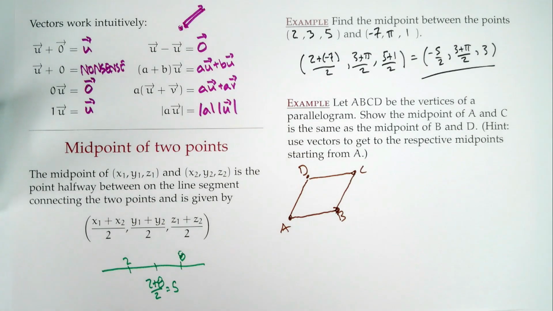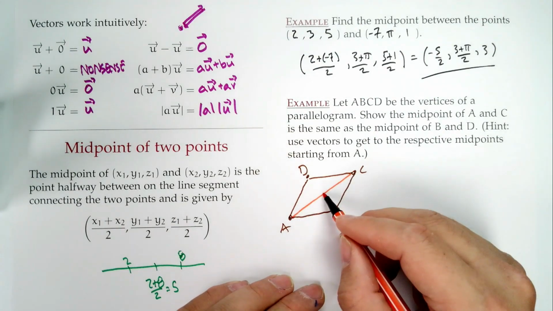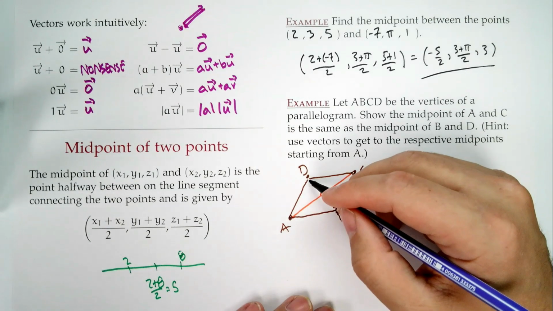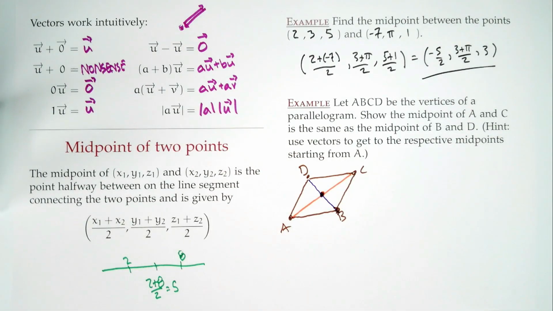What do we want? Well, we want to say that the midpoint of A and C, so in other words, if we connected A and C together and looked at the halfway point, it's the same as the midpoint of B and D. So if we were to connect B and D together and look at the halfway point, they're right on top of each other because they're the same point. Now, looking at this, initially it doesn't look like this has anything to do with vectors. But odds are pretty good this is a vector type question.